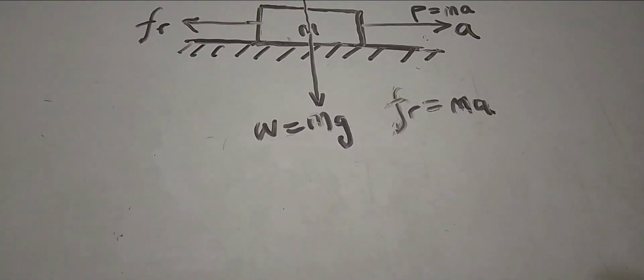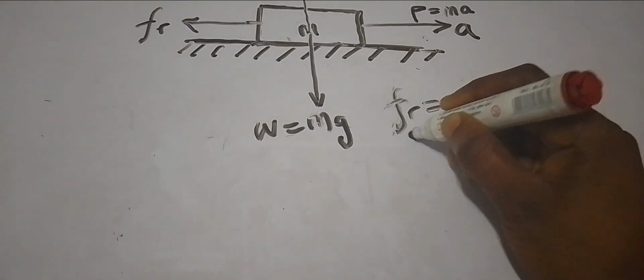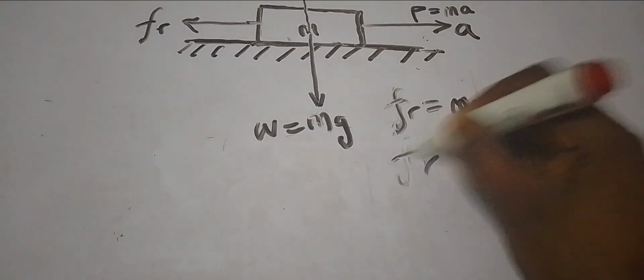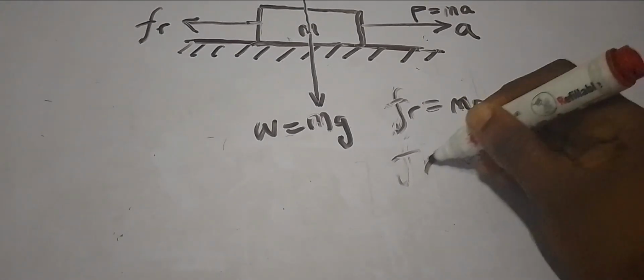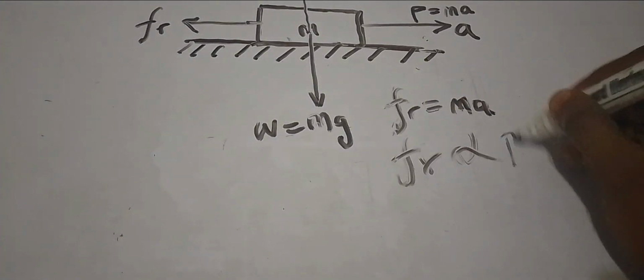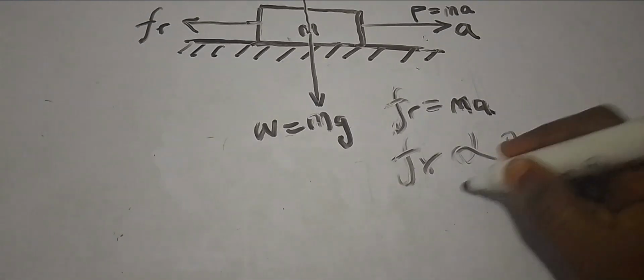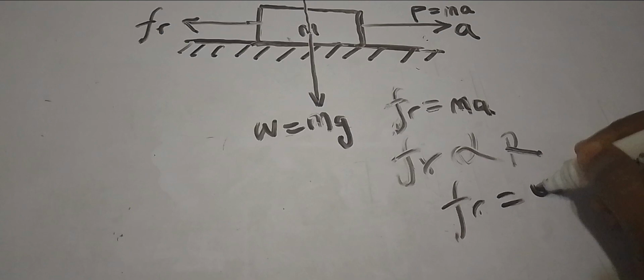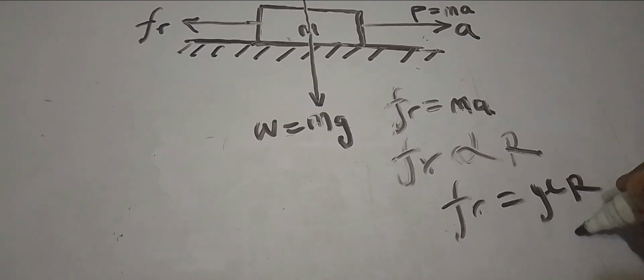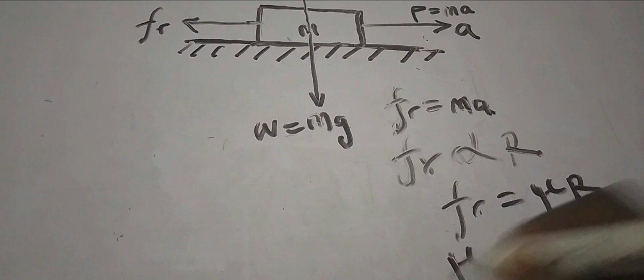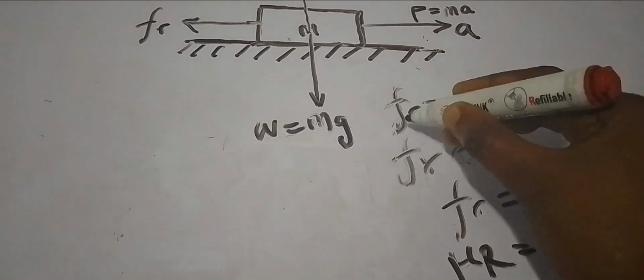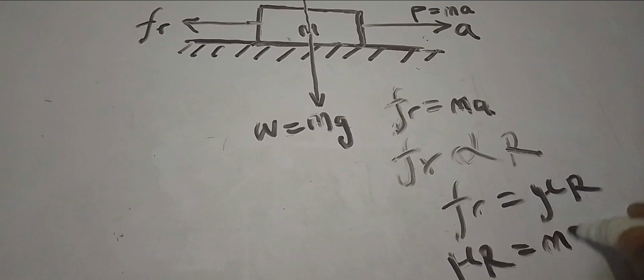So let us recall from the law of solid friction. The law of solid friction states that the frictional force is proportional to the normal reaction. So if I introduce a constant here, we can say friction equals mu R. This symbol is called mu. So if I substitute mu R in place of this expression, because this one equals this one, mu R equals ma.